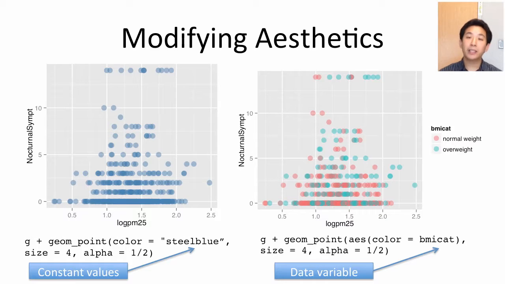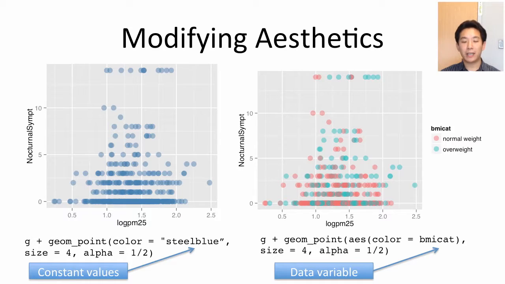So I'll talk a little bit about modifying some of the features of the aesthetics. For example, sometimes you might want to change the colors of the points. If you don't like the black points, or if you don't like them to be solid, you want them to be transparent. On the left-hand side, I've modified my basic scatter plot of PM2.5 and nocturnal symptoms by doing two things. One is I've made the color steel blue. I've increased the size of the points to be 4. The default is 1. And I've changed the alpha transparency to be a half rather than solid. And so now you can see that there are points that are steel blue. They're somewhat transparent, and they're a lot bigger than they were before.